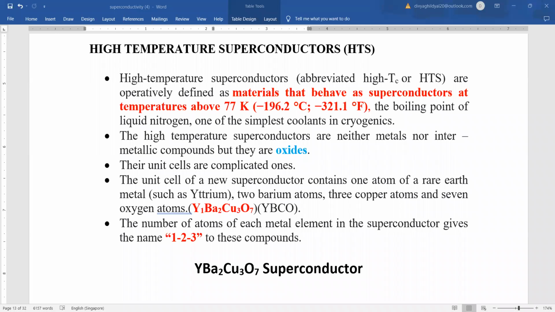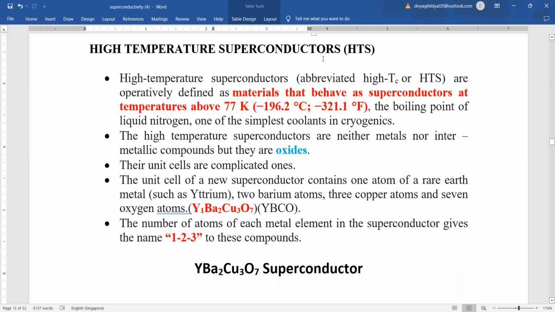Hello students, continuing with the topic superconductors for the BTech first year engineering physics syllabus. Today's heading comprises high temperature superconductors and applications of superconductors along with their properties.